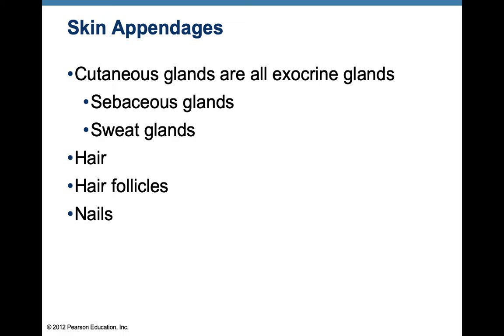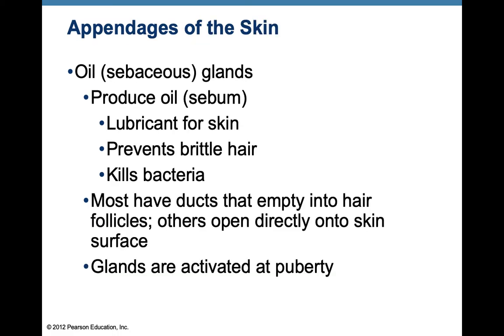You have two different types of exocrine glands, sebaceous and sweat. Sebaceous is your oil glands. You also have hair follicles, and nails. So let's talk about the oil or sebaceous gland. They produce oil, which is also called sebum, and you do need to know that term. Its function is it provides lubricant for the skin, it prevents brittle hair, and it also kills bacteria.